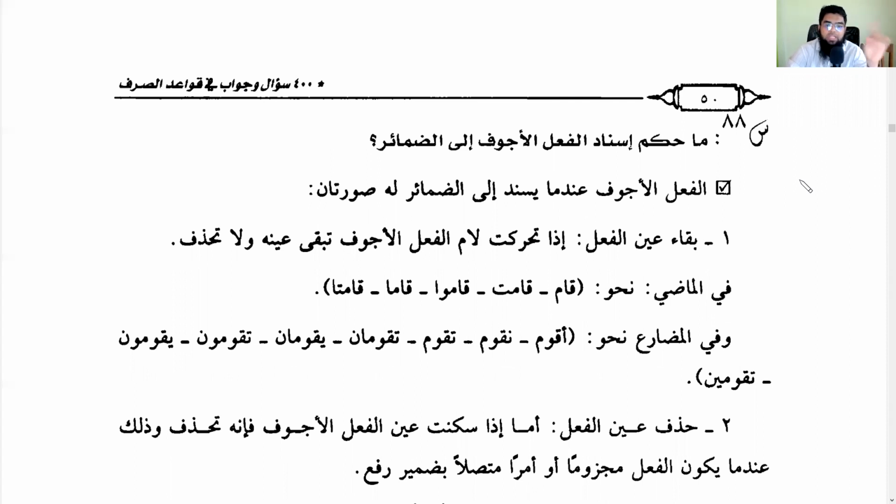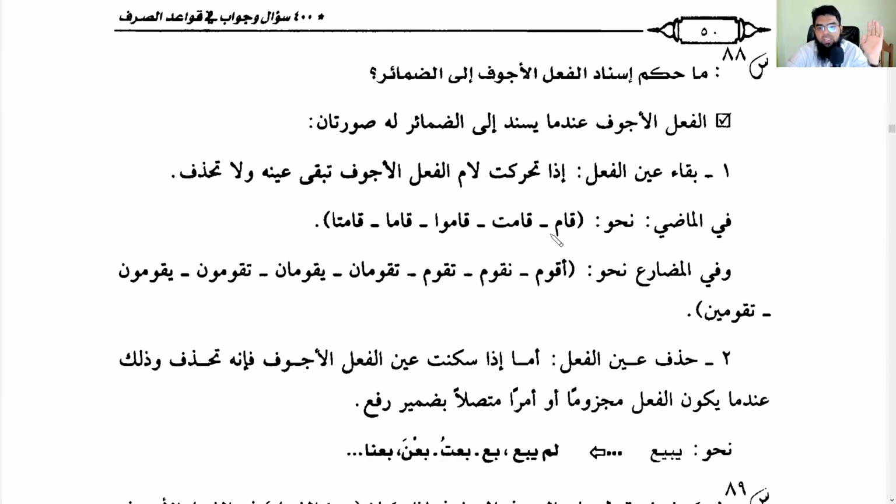If the lam of the verb, that is the last letter, has a haraka, you keep the ayn al-fi'l and it will not be omitted. For example, in the past tense: قام, قامت, قاموا, قاما, and then قامتا. So here you're keeping the ayn al-fi'l, its ayn is remaining.